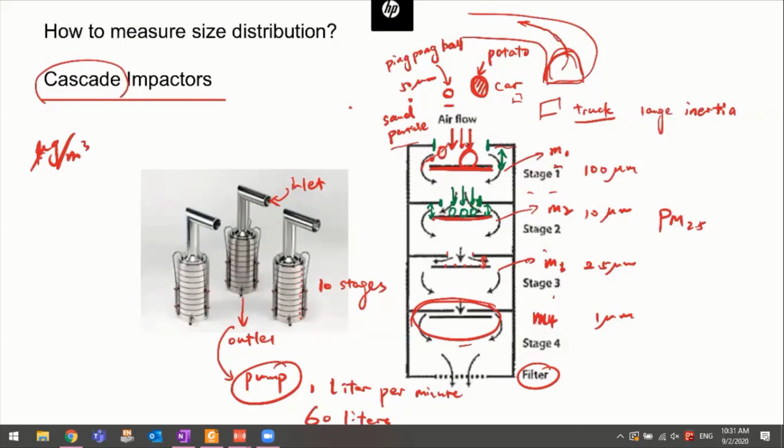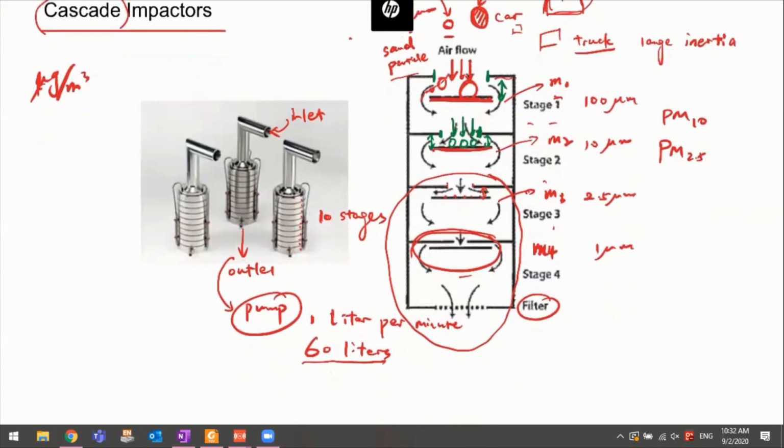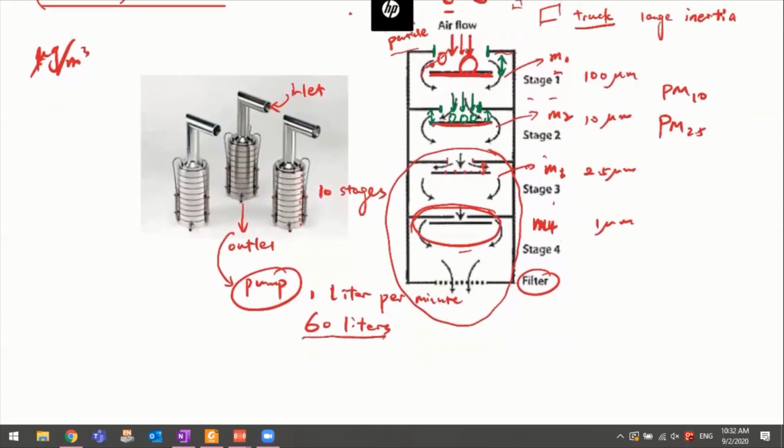And similarly, if we're interested in PM 10, we're going to measure the mass of particles on these stages, right? Because we want to know the entire mass of particles below 10. We have to measure or combine the mass collected in these few different stages. So basically, based on this principle, we can provide what is the mass concentration of particles in different size ranges.